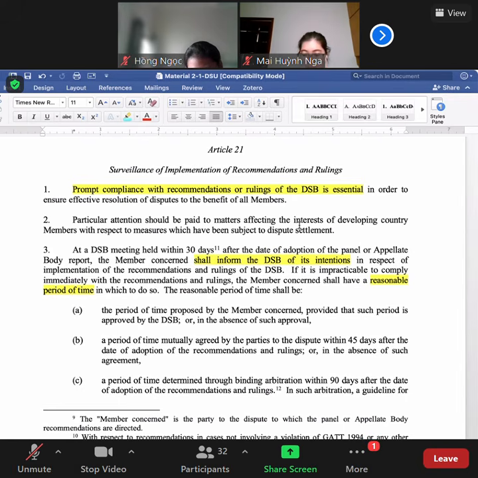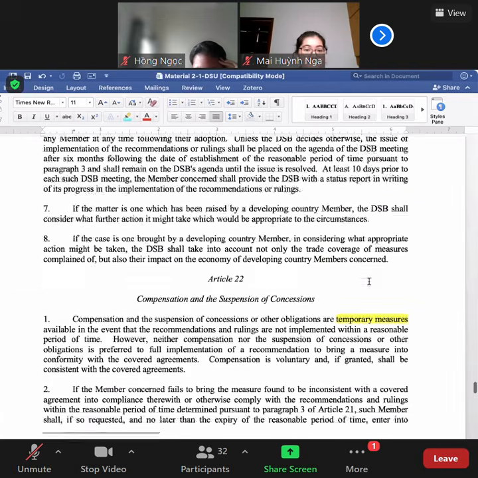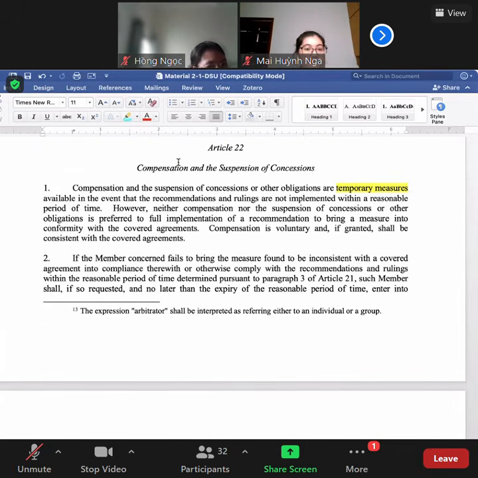And so normally, as you can see here in paragraph 3, at a DSB meeting held within 30 days after the day of adoption of the report, the member concerned shall inform the DSB of its intentions. That is, I want to follow the rules, but I need much more time to do so. And so in such a case, they suggest a reasonable period of time. Okay. Now, if after this reasonable period of time the concerned member has not followed the requirements of the report, then we might move to the next step, where the complainant or the winner of the case may ask for compensation and/or the suspension of concessions.